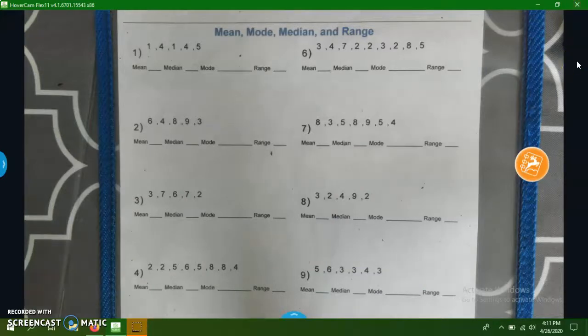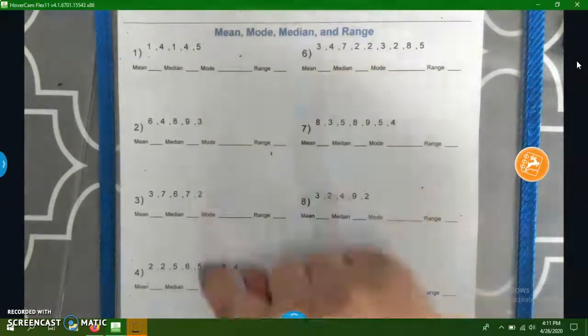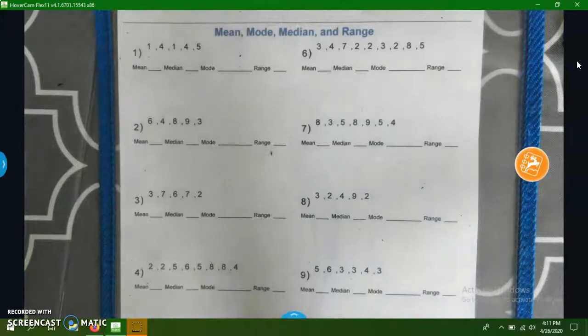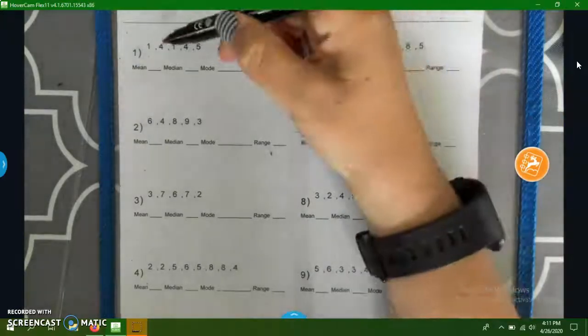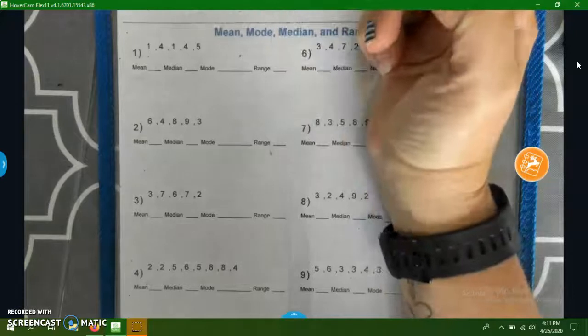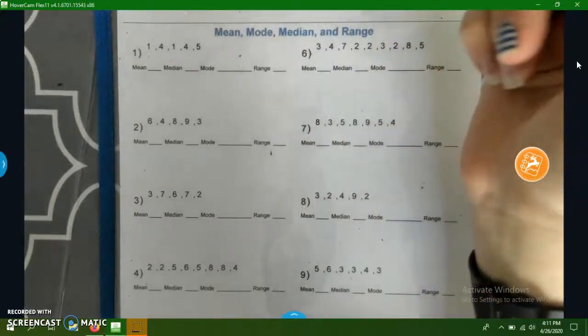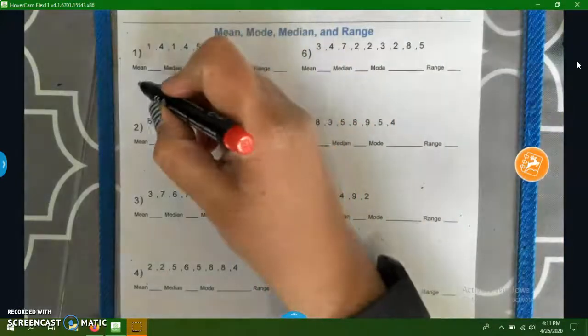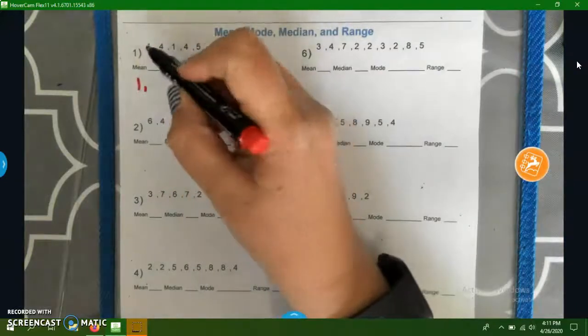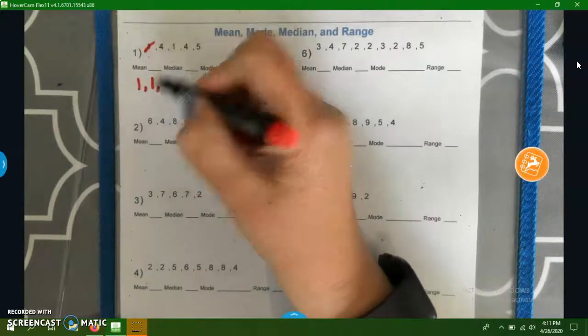So we're going to start on the left side of your paper, or on my paper. Who remembers the very first thing we should do with these numbers? Before we calculate mean, median, mode, and range, you always want your data in order, least to greatest. So we're going to go ahead and write all our data down.